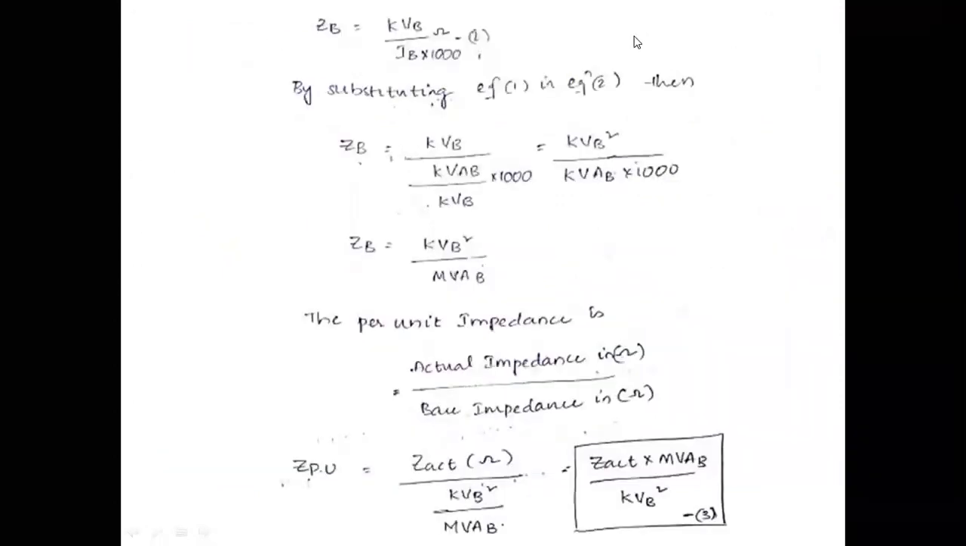Now see, the next one is J base. How can we obtain J base? It is nothing but V base by I base. V base is equal to I into J, so similarly, J base is equal to V base by I base. But we already know that V base is expressed in terms of kV. So in order to compensate for that, we are going to have 1000 in the denominator of that equation number 2. Now see this.